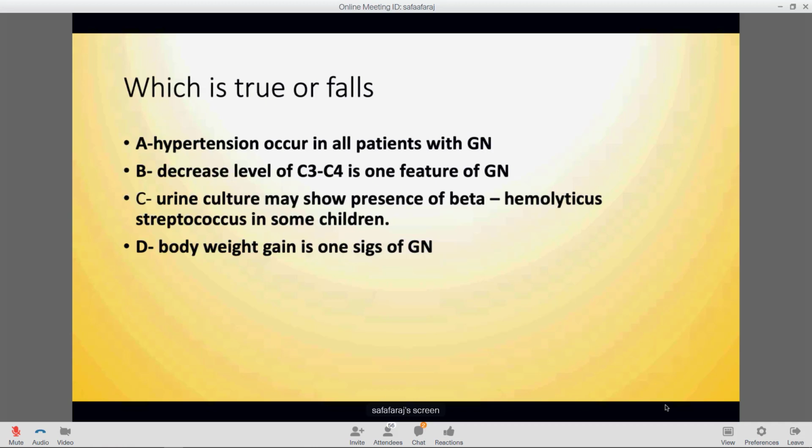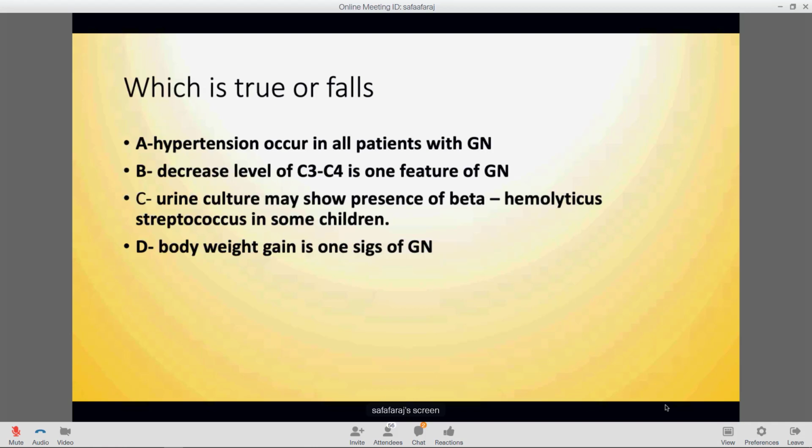Urine culture may show the presence of beta-hemolytic streptococcal in some children. This one is false. The throat swab will show beta-hemolytic streptococcal in some children. What about this item? Is it true or false?